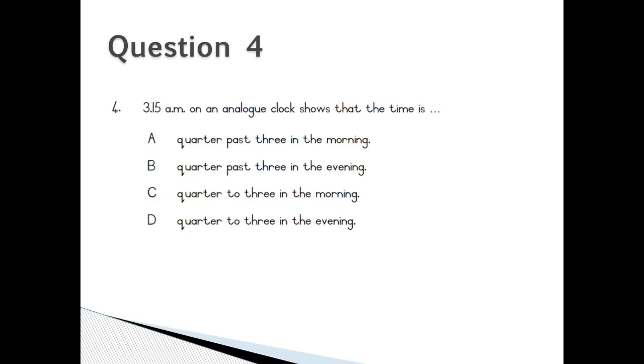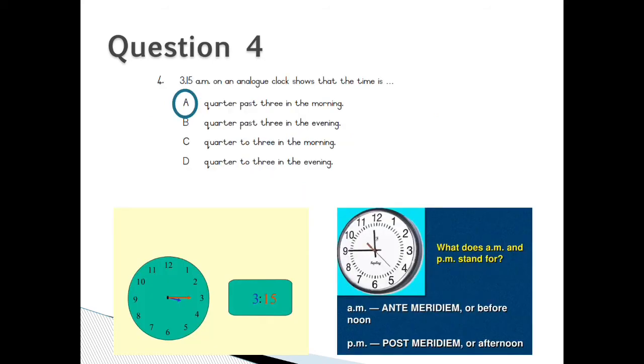3:15 a.m. on an analog clock shows that the time is A, 3:15 in the morning, B, 3:15 in the evening, C, 2:45 in the morning, or D, 2:45 in the evening. The answer is 3:15 a.m. is 3:15 in the morning. Have you ever wondered what the AM and PM stands for? AM stands for anti-meridian or before noon, and PM stands for post-meridian or afternoon.